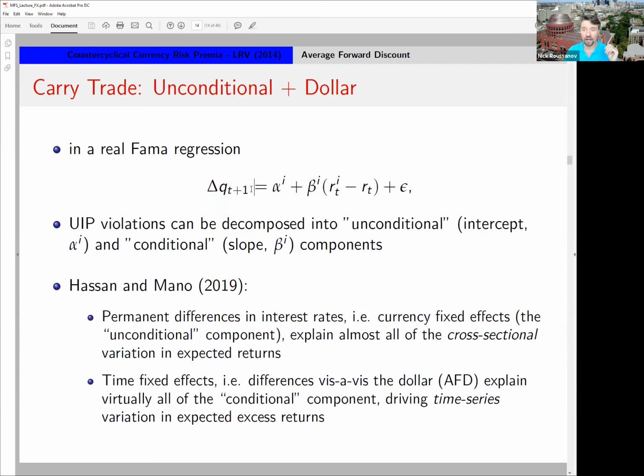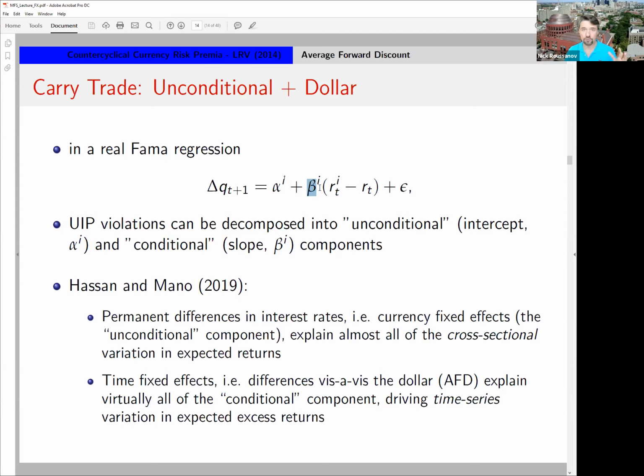Exchange rate changes on interest rate differential. Well, we typically ignore the intercept, but the intercept does matter, especially when we do this for returns, because it tells you the unconditional expected returns that you earn by investing in currency I vis-a-vis your home currency. And so that captures the unconditional piece, and then the slope coefficient beta captures the conditional piece, how much you earn per unit of interest rate difference.